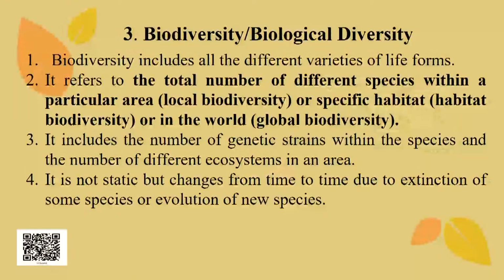So the third consequence is loss of biodiversity. We know biodiversity includes all different types of life forms, and it also refers to the total number of different species within a particular area or specific habitat or in the world. It also includes the number of genetic strains within the species and the number of different ecosystems in an area. It is not static but changes from time to time due to extinction of some species or evolution of new species. Till date, about 1.4 billion species have been identified.